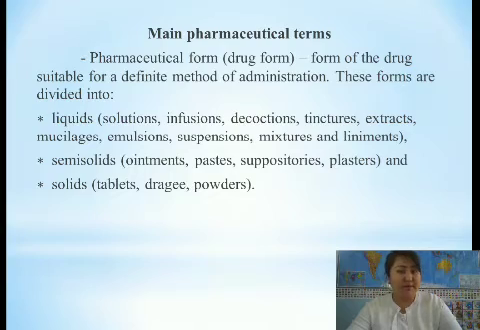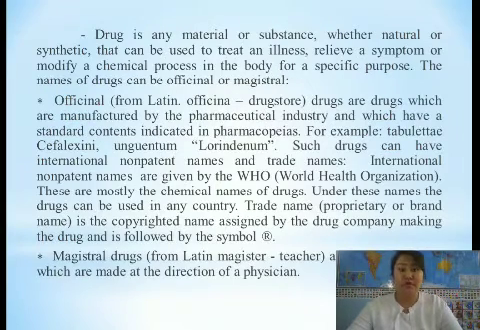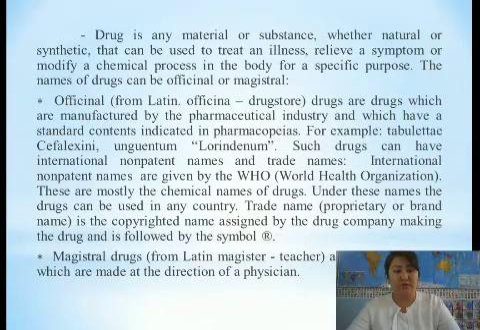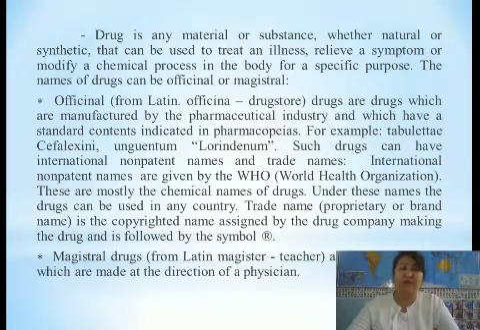But we have other terms, for example, drug. Drug is any material or substance, whether natural or synthetic, that can be used to treat an illness, relieve a symptom, or modify a chemical process in the body for a specific purpose. The names of drugs can be officinal or magistral. What is officinal and what is magistral? Do you know? I will explain.